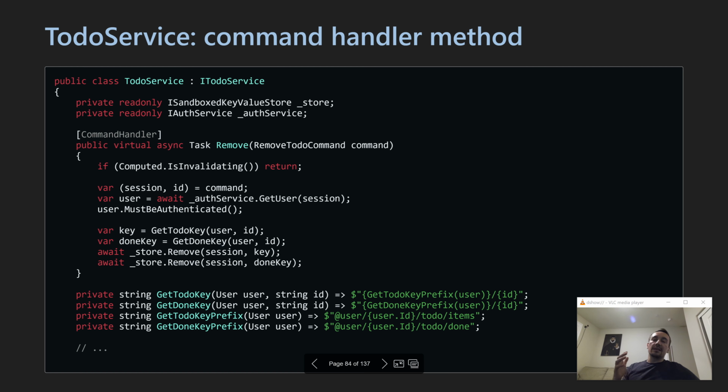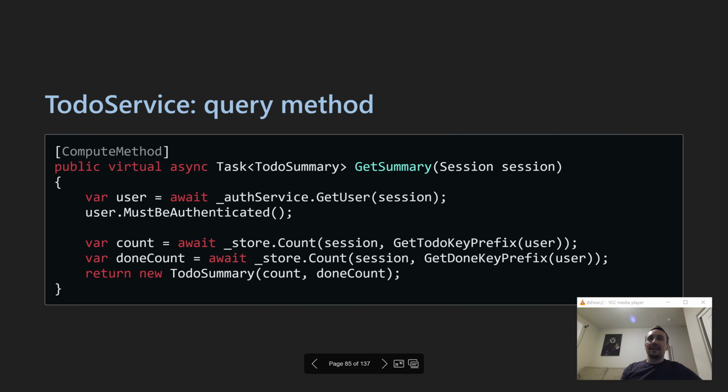Now the question is, why do we have to remove two keys, right? Because we want to remove just one to-do. So you may notice that the key value store that we use has a count method which allows to count keys in a certain folder, right? And it's supposed to work faster, and because of that, since we want to implement get summary, and get summary needs to return to-do count and done count.